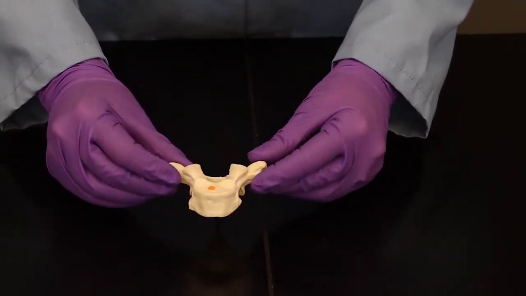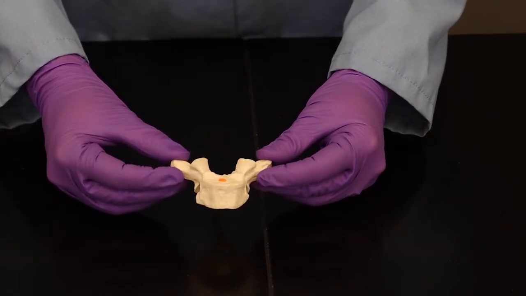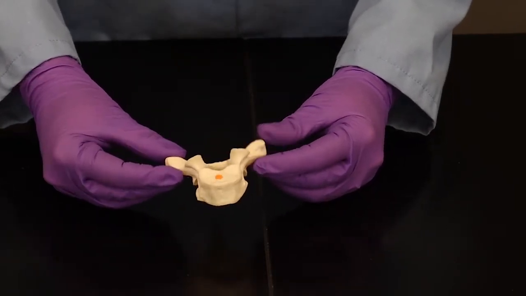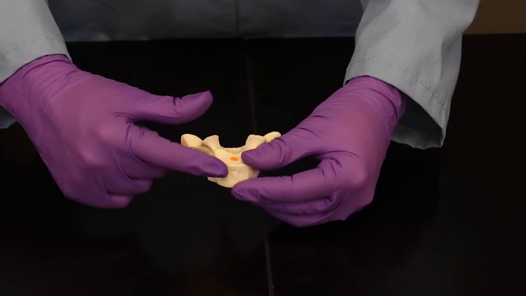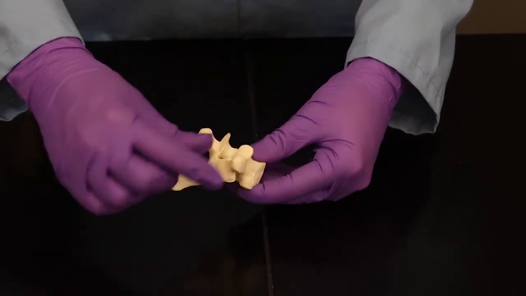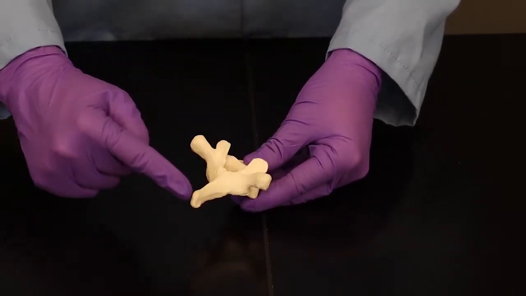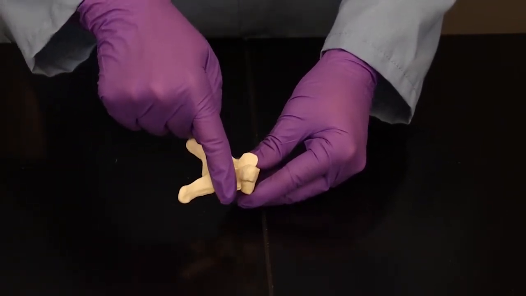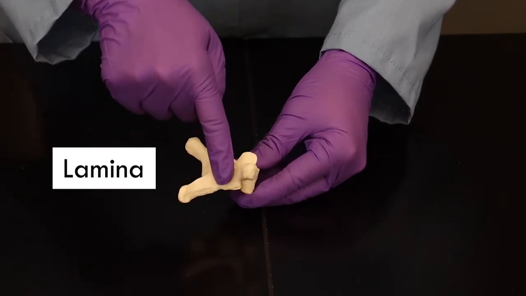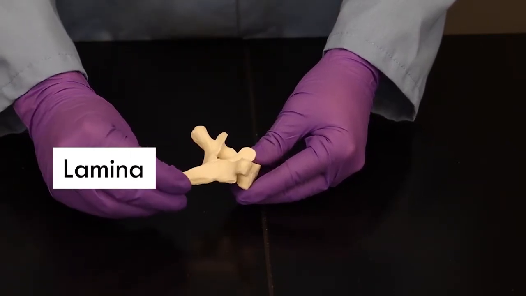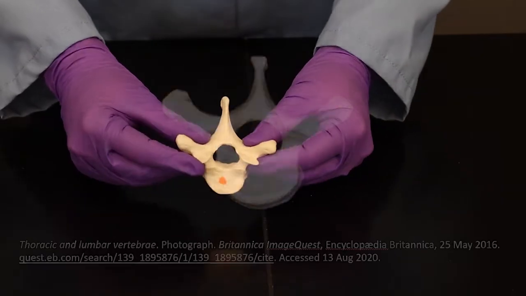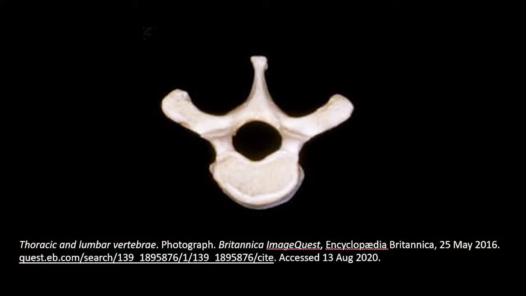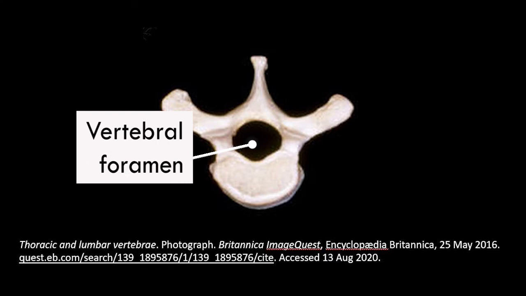All right, let me point out a few other things on this. So I talked about the part of the bone that connects the centrum to the transverse process. Now, what about the part of the bone that connects the transverse process to the spinous process? This part right here is called the lamina. The lamina. And then we also have this big, huge hole right in the center here. That is the vertebral foramen. The vertebral foramen. What do you think would go through that vertebral foramen?